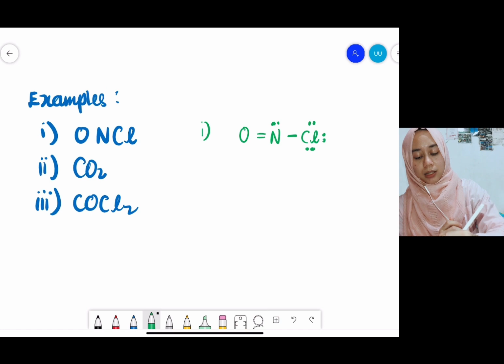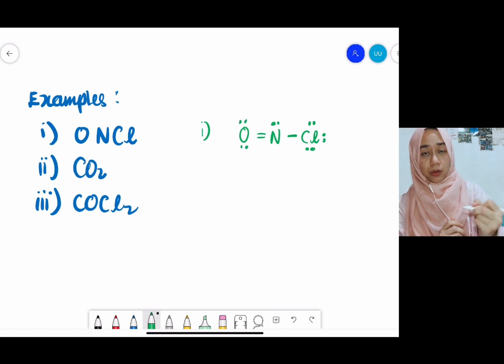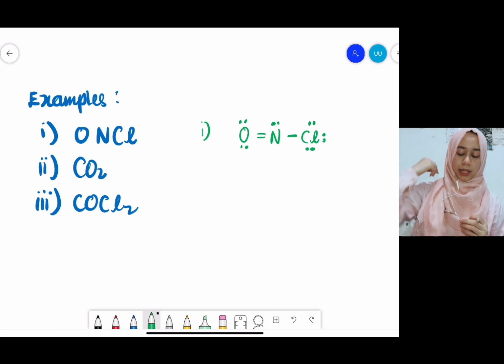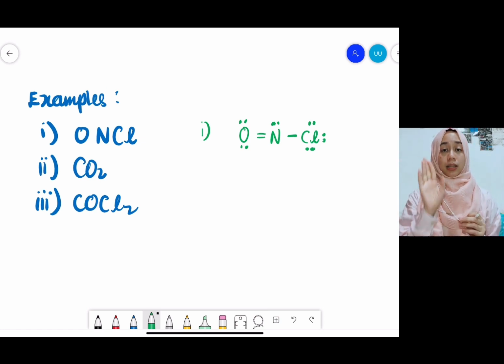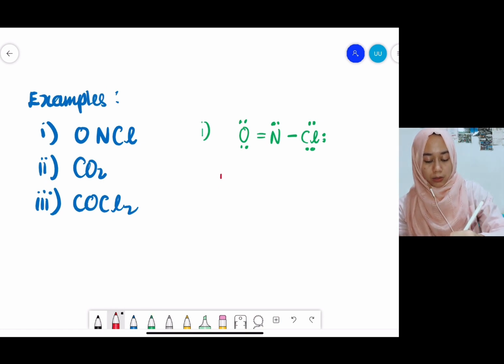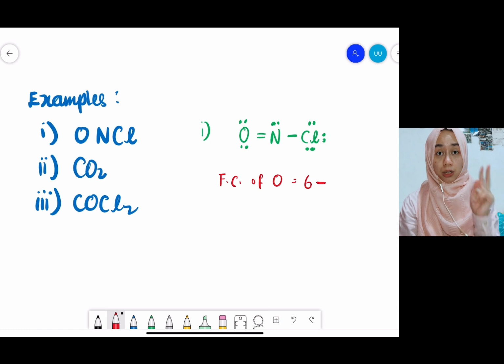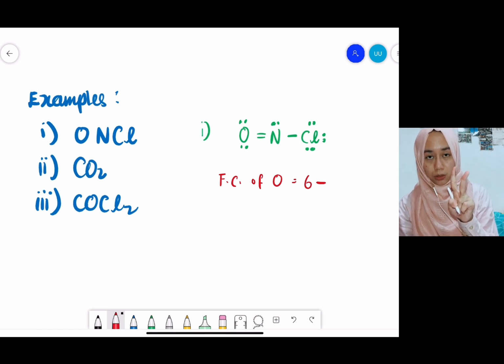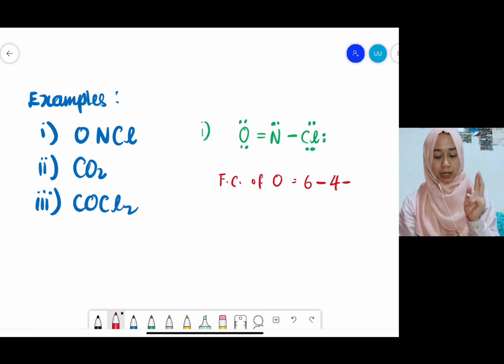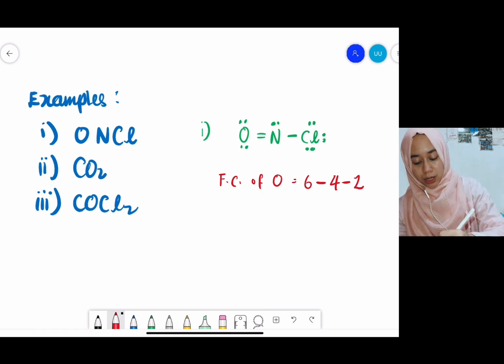Kena apply lah semua rules yang kamu belajar tadi, okay? So, this is the Lewis structure untuk kita punya ONCl. It's just that now kita nak practice kira formal charge, okay? So, formal charge untuk O dahulu. Formal charge of oxygen adalah bersamaan dengan valence elektron oxygen 6, tolak dengan lone pair elektron. Dia ada 2 lone pair dekat oxygen, so tolak 4. And then, tolak dengan bonding pair dia. Bonding pair dia ada 2, so tolak 2, then you get 0.